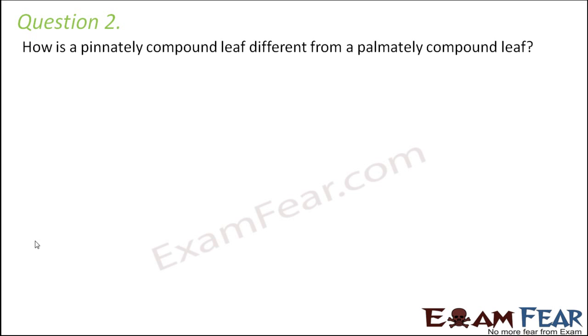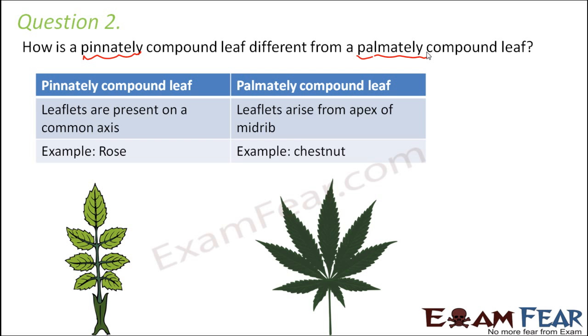How is a pinnately compound leaf different from a palmately compound leaf? Now I have already told this to you several times. Whenever this pinnate and palmate comes into picture, remember it like this. Palmate is like your palm. So your palm has 5 fingers all arising from the same point. So that is how a palmate compound leaf will look like. See here, this is like your palm. All the leaflets are growing from the same point.